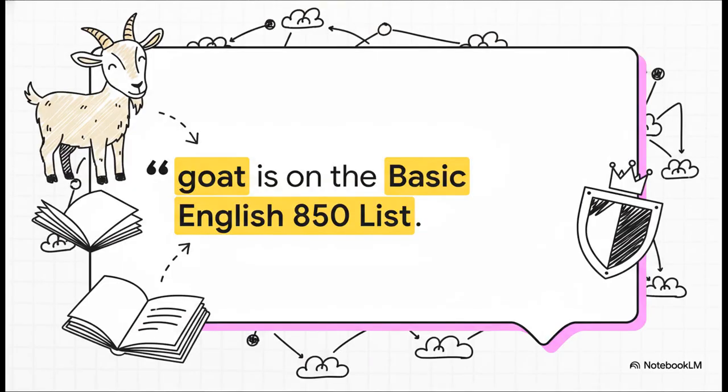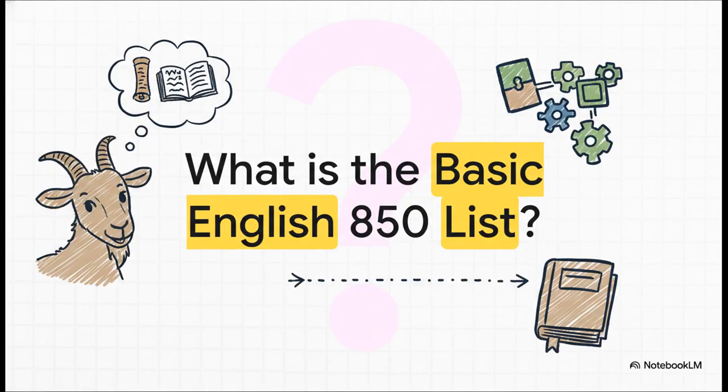And here it is, that clue, sitting there as a simple statement. Goat is on the basic English 850 list. Whoa. Okay, hold on. All of a sudden, this isn't just any word. It has a special status. It's been chosen. It's part of some exclusive list. But what on earth is that list? This is the question that changes everything about how we see the word goat. It takes us from a simple definition of an animal to a really fascinating piece of linguistic history. So let's find out. What is the basic English 850?